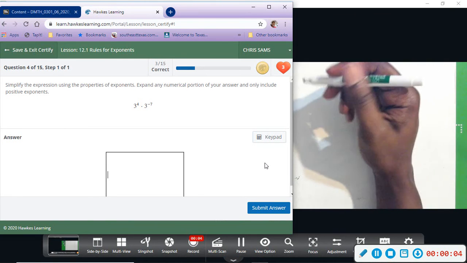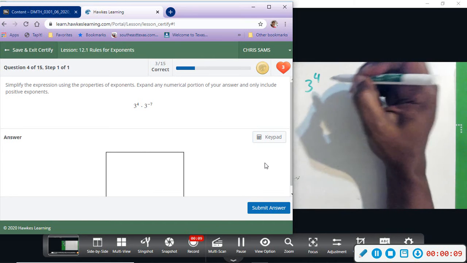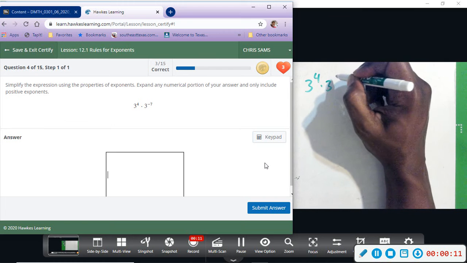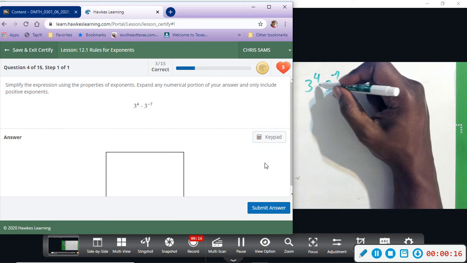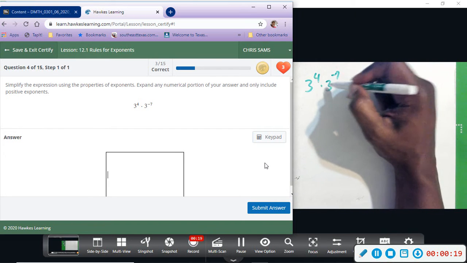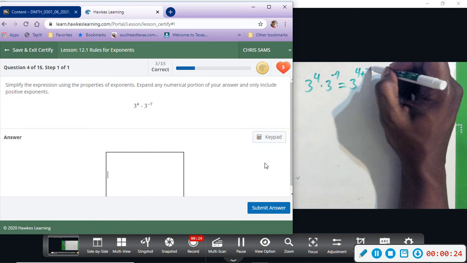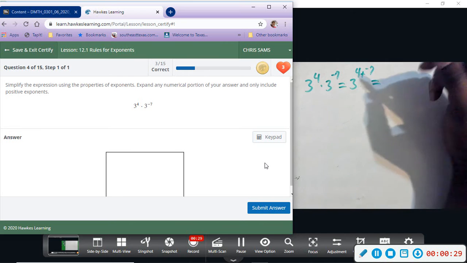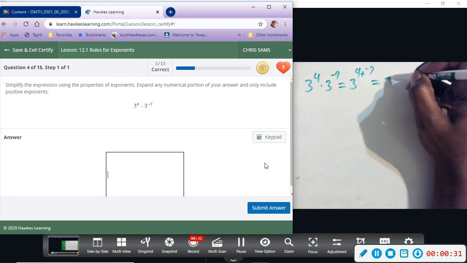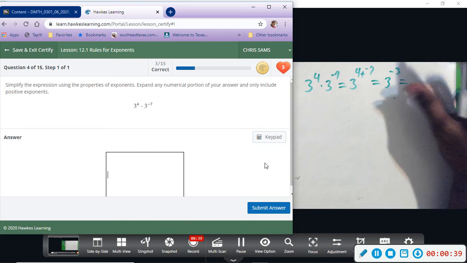All right, number 4, we have 3 to the 4th times 3 to the negative 7th, and then the property of multiplication says to add these exponents. So we have 3 to the 4 plus negative 7. You actually subtract, and then you get 3 to the negative 3rd, and then you move this down to make it positive.